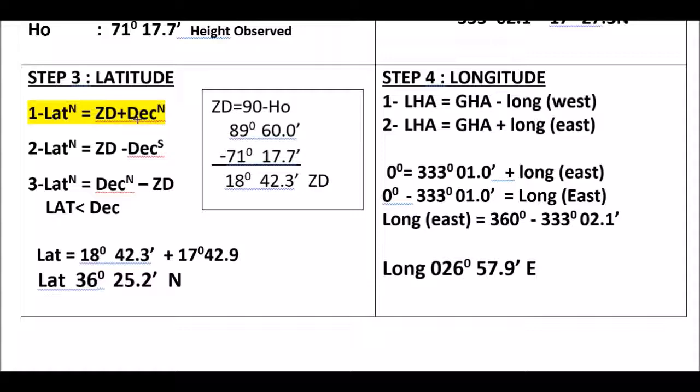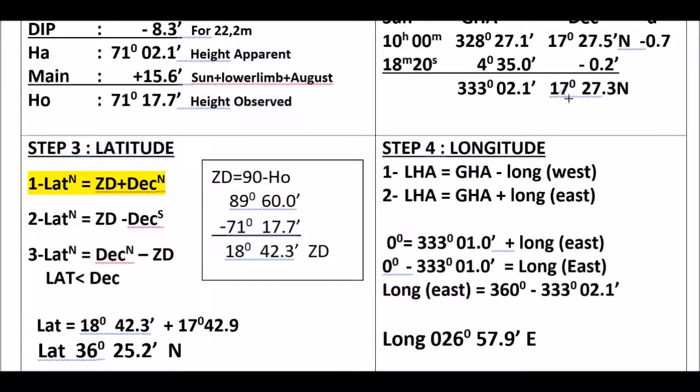Latitude equals zenith distance plus declination. Zenith distance we found here plus our declination, which we found from the almanac. When we add them up, we will have our latitude 36 degrees 25.2 minutes north. The sun is just above us.